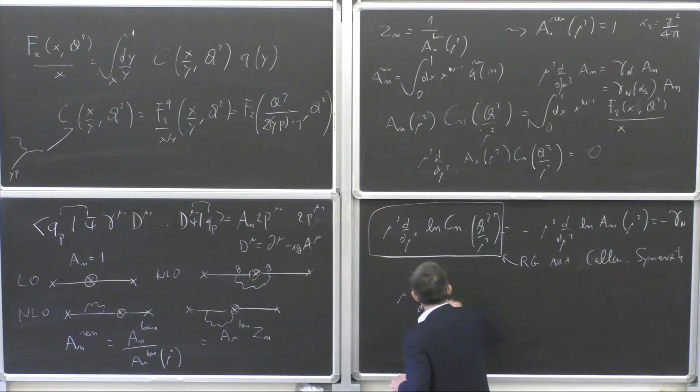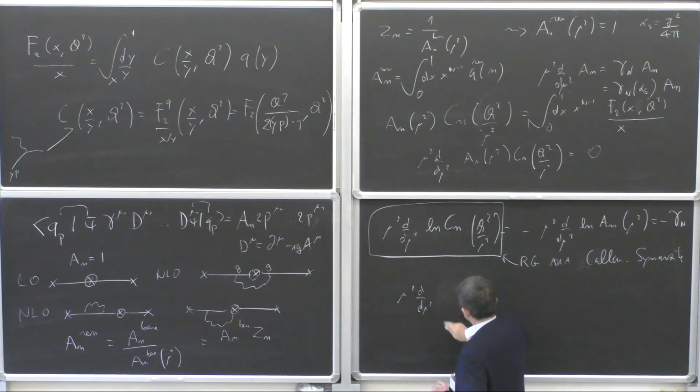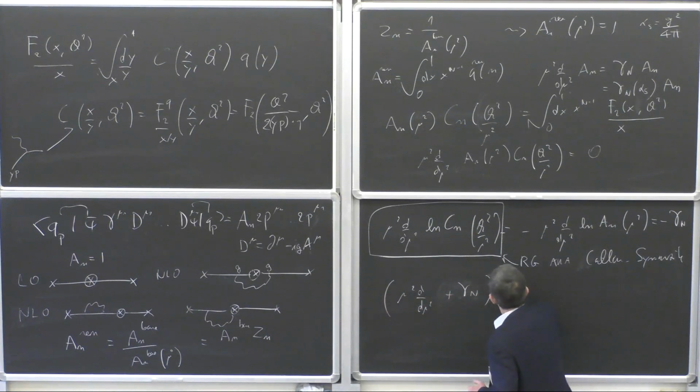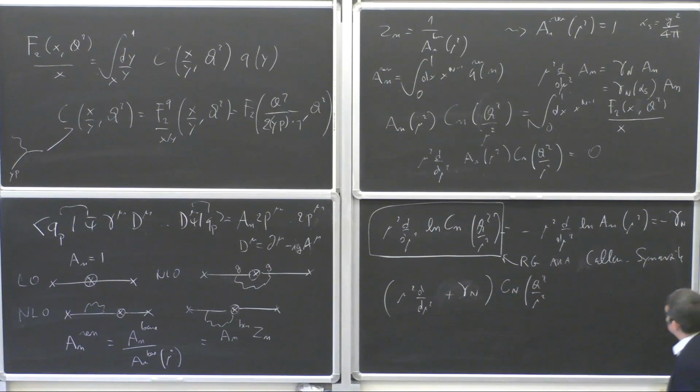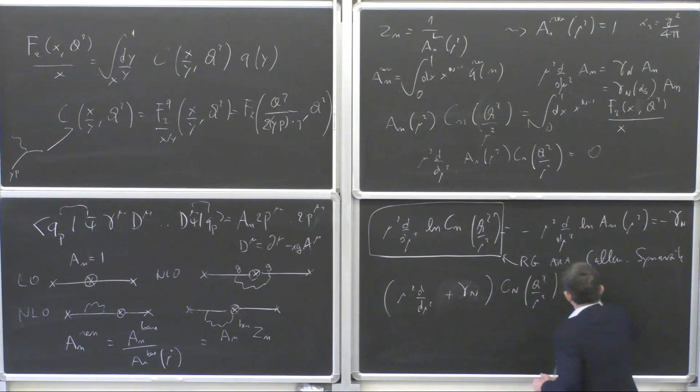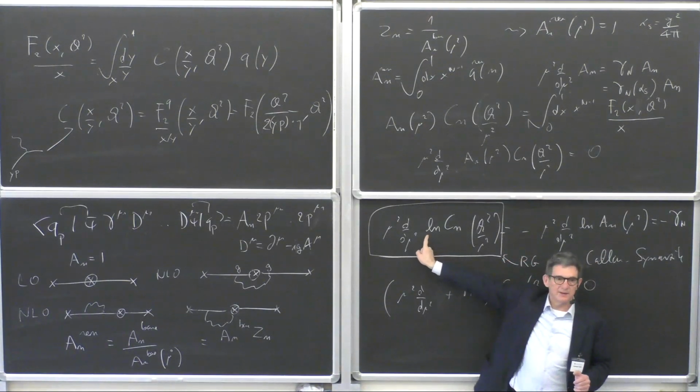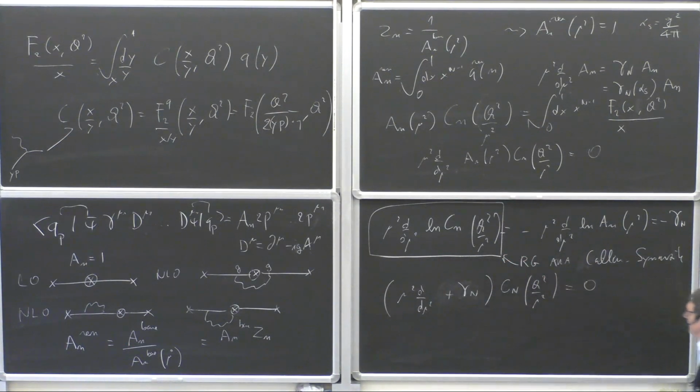of C_n plus, mu square d by d mu square plus gamma_n, let me write it like this, of C_n(q square over mu square) is equal to 0. Okay, I just pulled this on the left-hand side and I did the derivative of the log.